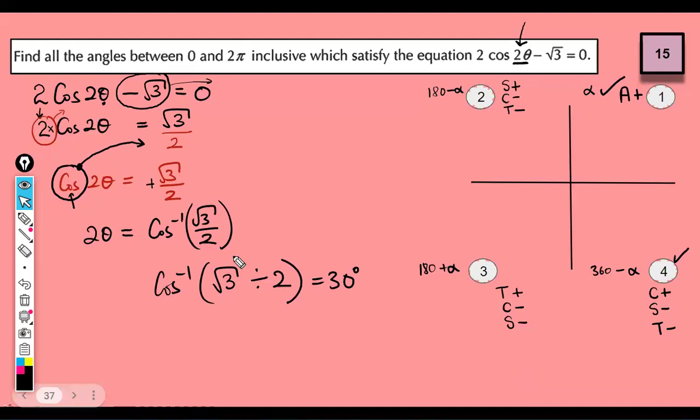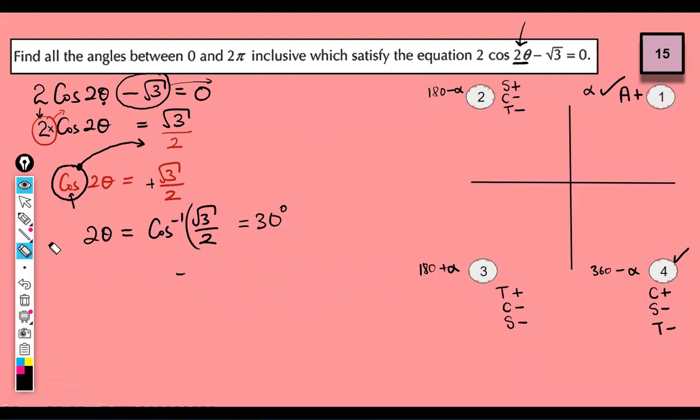Right. So this is where we reach now. Cos inverse this is 30 degrees. Now here's the thing, right? So the first answer we get is 30 degrees. What's the second answer for region 4, for quadrant 4? Because we're pretending the alpha is what? 30 degrees. So what's the second answer? 360 minus 30, which is how much? 330 degrees.